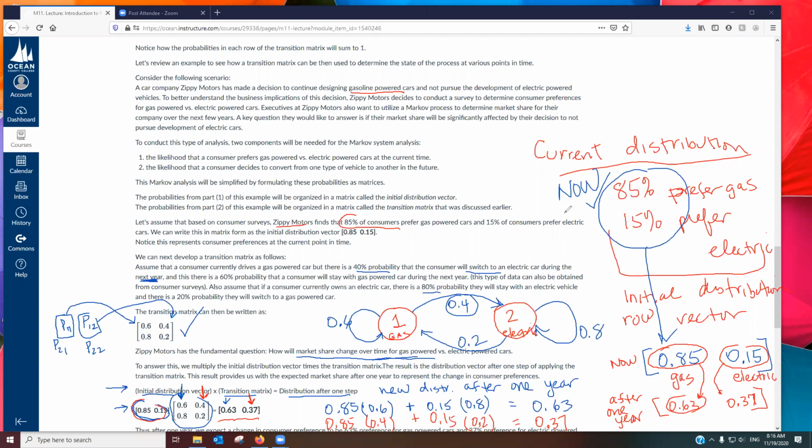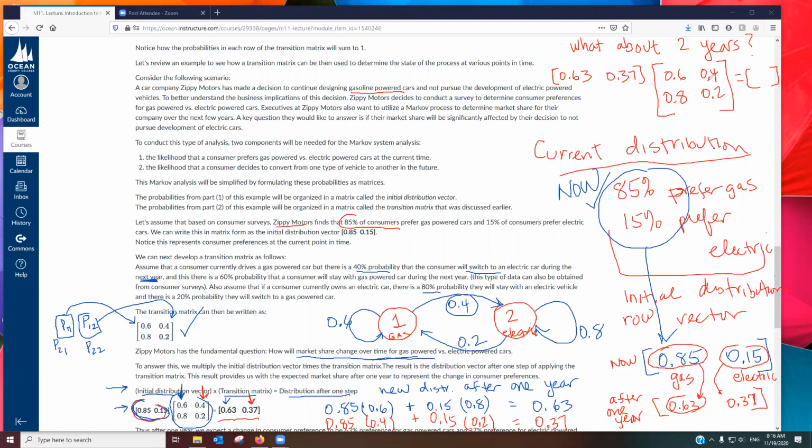What would happen after the second year? What about after 2 years? Well, I can repeat the process. I can take this new distribution vector, 0.63 and 0.37, and multiply it again times the transition matrix, because I'm going to assume this transition matrix applies year over year. I could work this out on my calculator and get the new distribution after 2 years. And I could do it again for 3 years, and again for 4 years. This would give me a good picture of what's going to happen over the next 5 years, let's say.